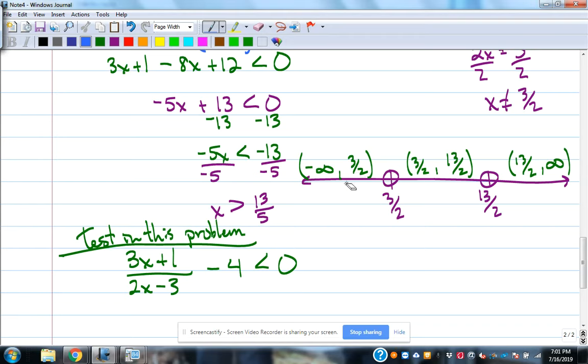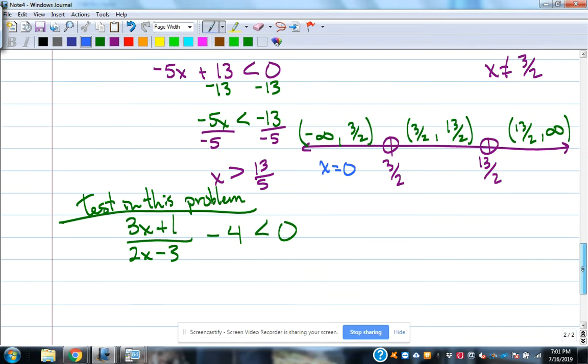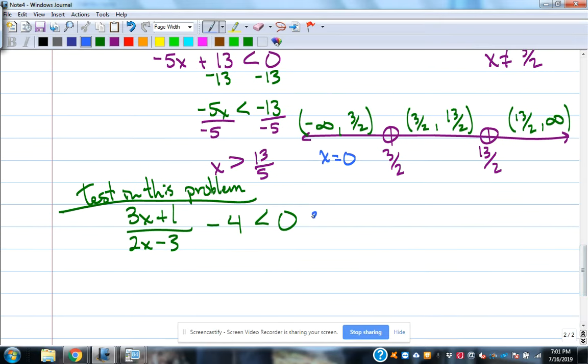I'd say 0 or 1. Either of those would both equally be easy to put in. I'm going to put a 0 in. So I'm going to test x equals 0. So 3 times 0 plus 1, over 2 times 0 minus 3, minus 4. So that's going to be negative 1/3 minus 4.